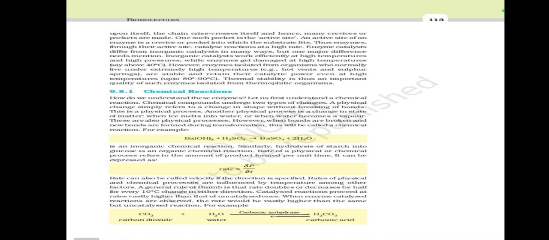The general rule of thumb is that the rate doubles or decreases by half for every 10 degree Celsius change in temperature. Enzyme catalyzed reactions proceed at rates vastly higher than those of uncatalyzed ones. When enzyme catalyzed reactions are observed, the rate will be higher than the same but uncatalyzed reaction. For example, carbon dioxide plus water gives carbonic acid, H2CO3.